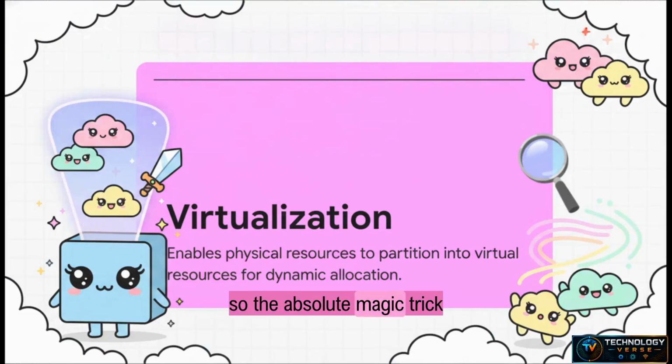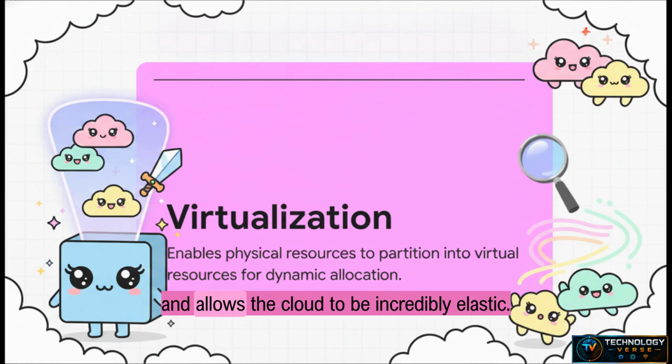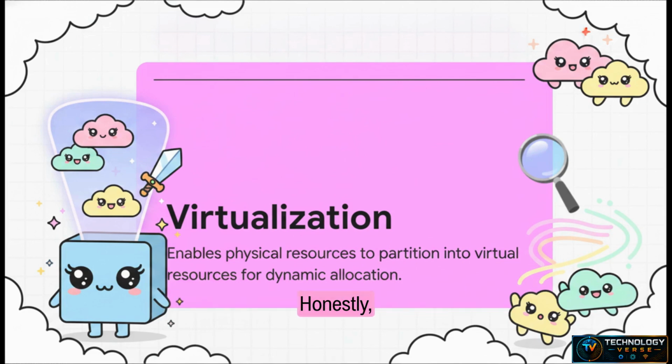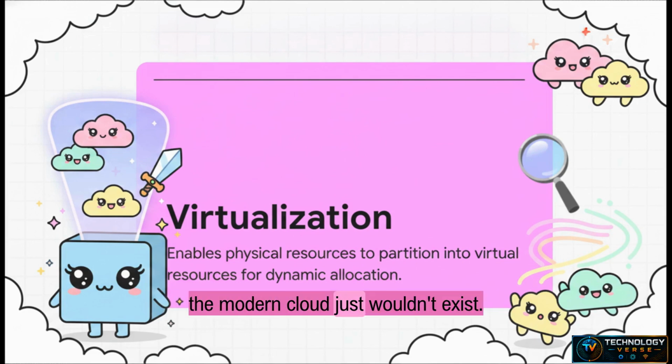The absolute magic trick that makes cloud computing actually work is virtualization. Think about it. If you just had these massive, clunky physical servers, allocating resources to people would be incredibly rigid and super wasteful. Virtualization fixes that. It acts as an abstraction layer. It takes those giant pools of physical processors, memory, and storage, and literally slices them up into flexible, dynamic virtual machines. This means those physical resources can be shared among multiple individual virtual systems completely on demand. It slashes server wastage and allows the cloud to be incredibly elastic. Honestly, without virtualization, the modern cloud just wouldn't exist.